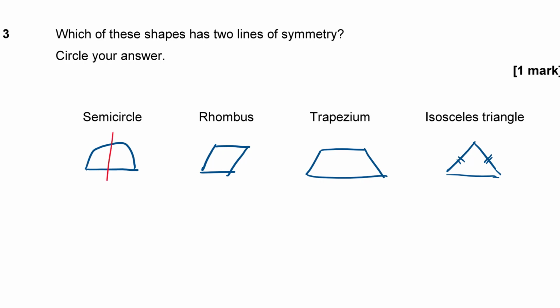Okay, so which of these shapes has 2 lines of symmetry? Now a semicircle only has 1 down there. A rhombus has 2 lines of symmetry. A trapezium may have 1 if it is an isosceles trapezium, but we weren't told that. So it could have 1, or it might not even have any at all. And an isosceles triangle has 1 as well down the middle. So the only one really that has 2 is the rhombus.